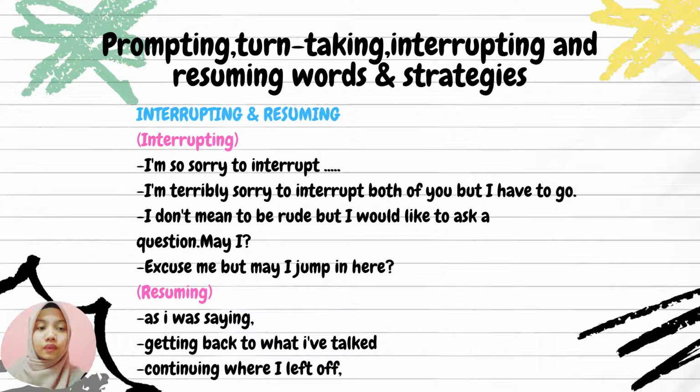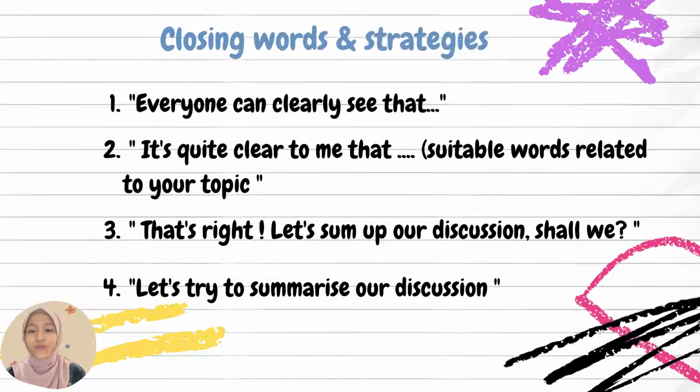Next is resuming. Resuming usually happens after you give others their turns while you are having a discussion. Then you can say, as I was saying, or getting back to what I have talked about, and continuing where I left off. So moving on to the next part, which is about closing words and strategies.